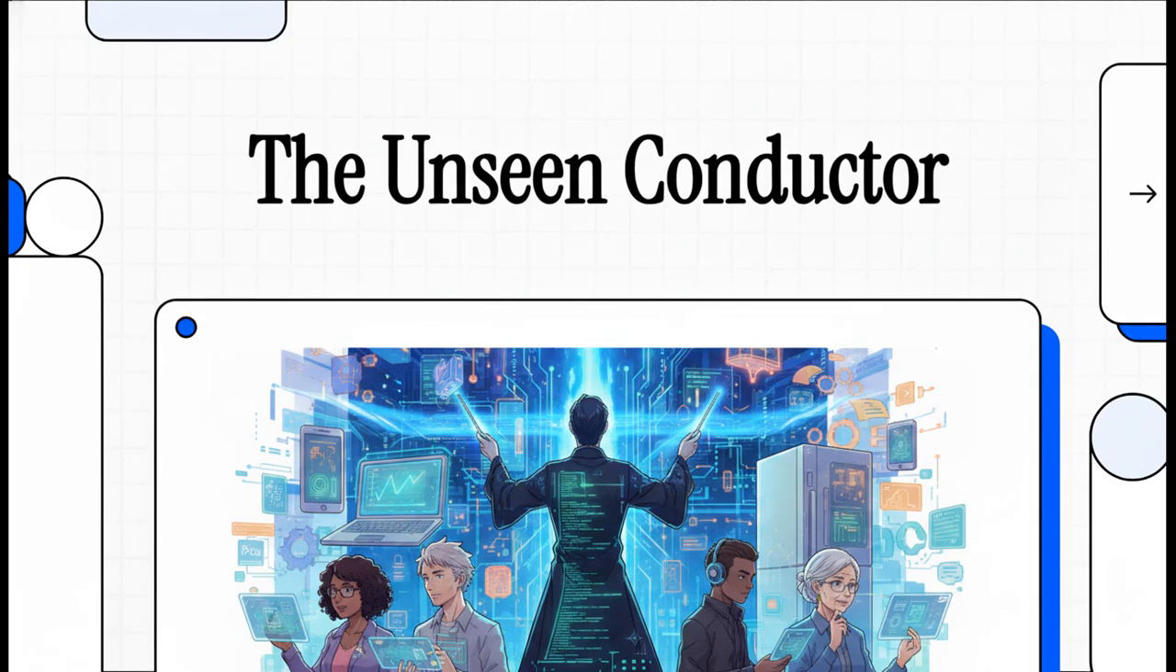You know, we tap on sleek apps and swipe across glossy touchscreens all day long, but right beneath that shiny surface, there's a brilliant, completely invisible manager orchestrating every single microsecond of activity. Welcome to the Explainer. Today, we're demystifying the operating system, the unseen conductor of our entire digital world.